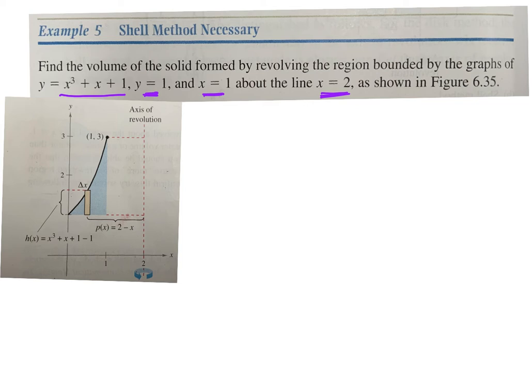And so it is a vertical in terms of x. So vertical in terms of x is going to lend itself to the shell method. And on top of that, I can't rewrite him. I can't rewrite y equals x cubed plus x plus 1 in terms of y. I can't. You can't solve for x there. And so in this case, you're going to leave it alone.